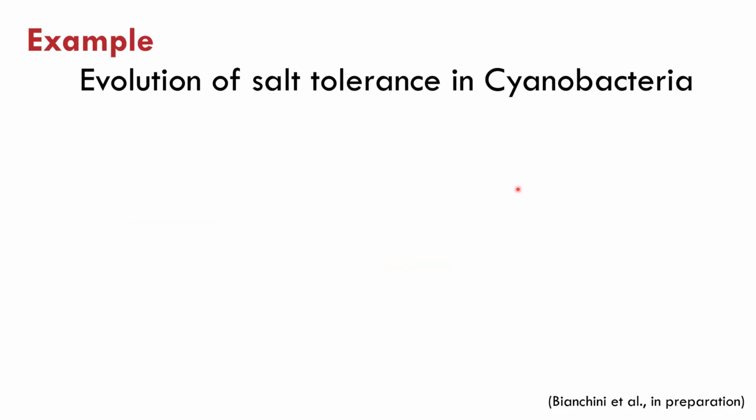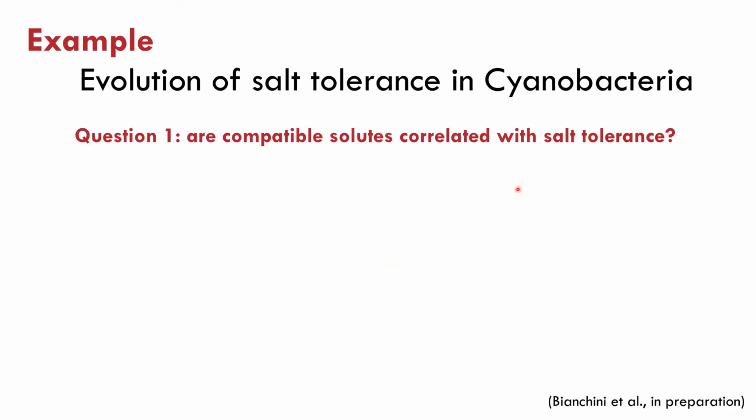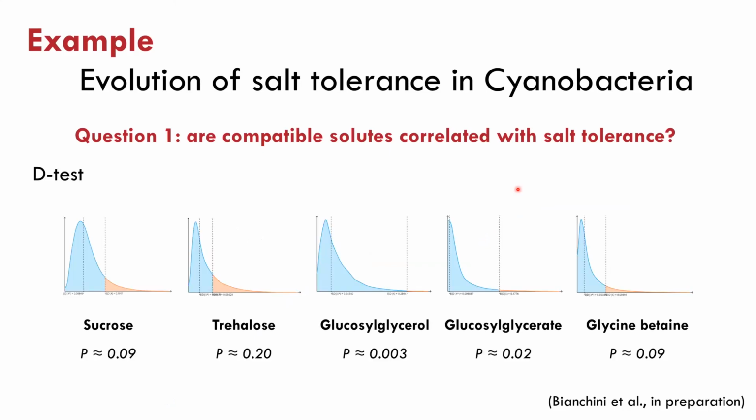So first of all, the first question is, are the compatible solutes actually correlated with the salt tolerance? Because we assume that they are involved in the mechanism, but we don't know if this is really the case. So we tested this in sMap using the D-test. And as you can see, the glucosylglycerol and glucosylglycerate here are the ones that are most significantly correlated. Glycine betaine and sucrose are a bit less significantly correlated, and trehalose appears not to be correlated at all. This is interesting because there are biological and physiological explanations for this pattern, but I don't think we have time to go over them right now.